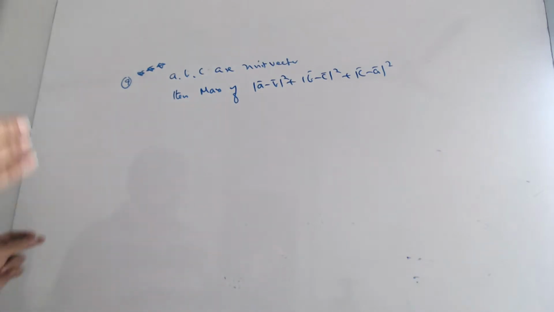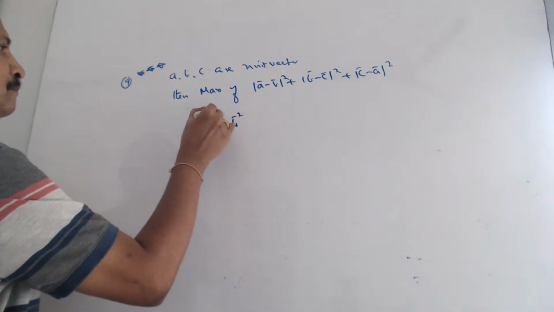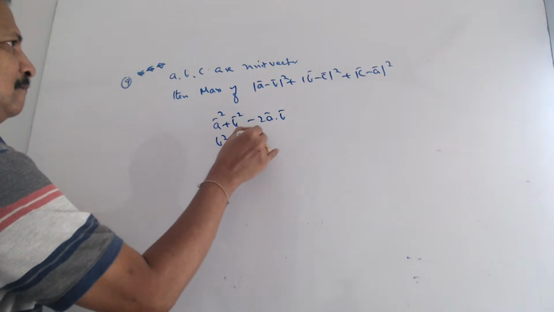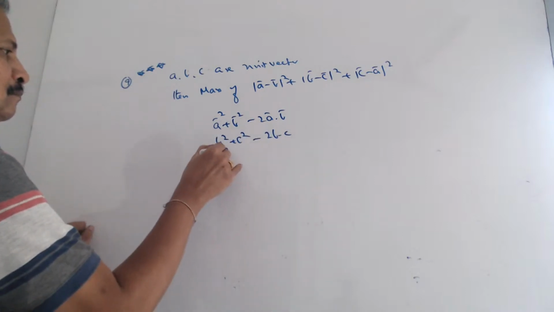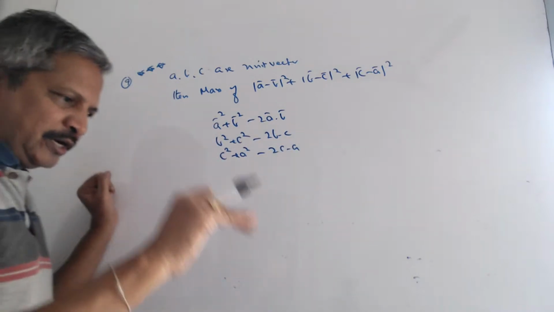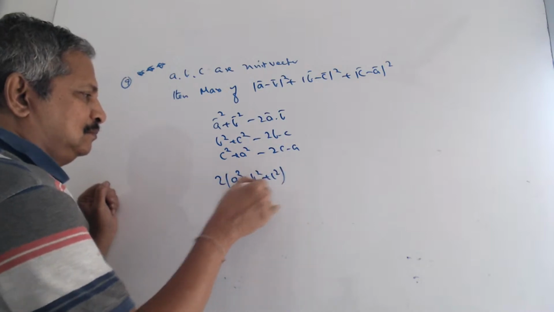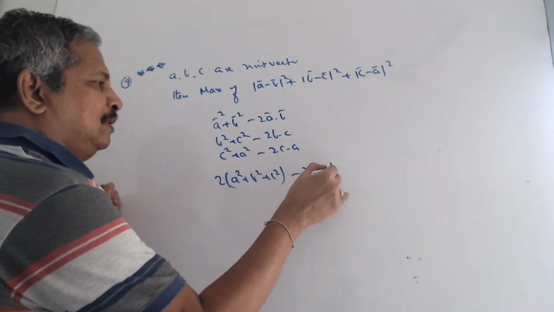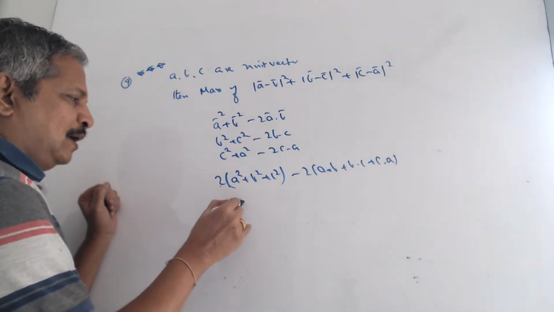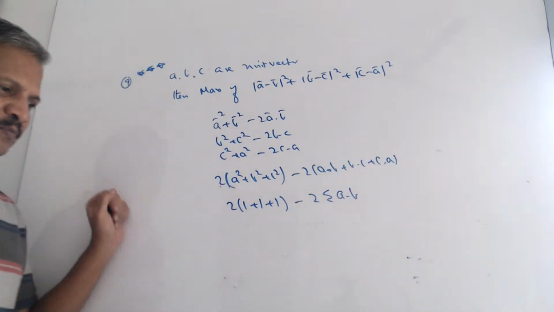See very carefully. This is one of the important ones. I will square it. A square, B square, C square. A square is mod A square, already I told. So 2 into mod A square plus mod B square plus mod C square, minus 2 into A dot B plus B dot C plus C dot A. Now 2 into 1, 1, 1. Sigma, because instead of writing 3 terms, I am putting sigma.